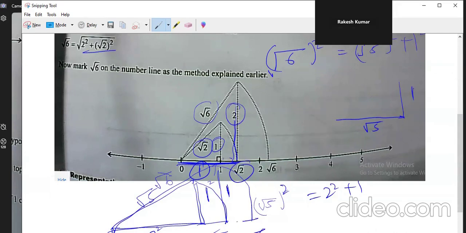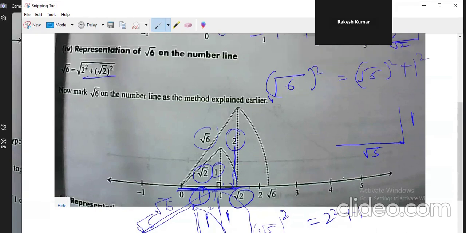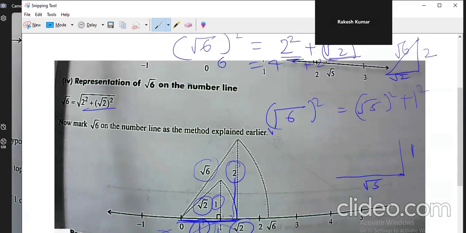So I have used this method, I've used the other method. I have done this. The book has done this one. Understood both the methods?